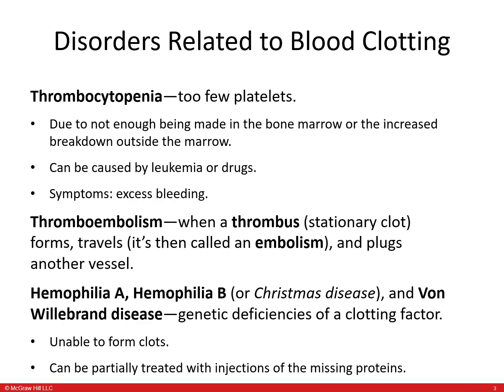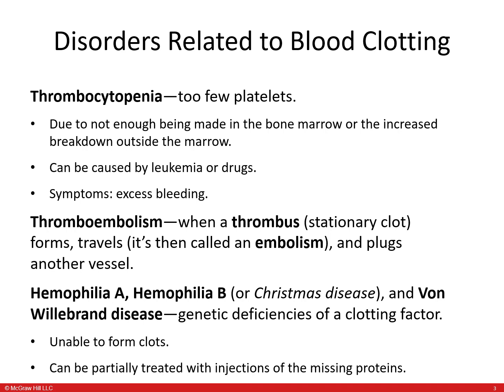Clotting disorders include thrombocytopenia. So what happens here is that you have too few platelets, and this is because they're either not being made in the bone marrow, or there's an increase of breaking down outside the bone marrow, and this can be caused by leukemia and some drugs. Some of the symptoms include excess bleeding. Thromboembolism is when a thrombus, or stationary clot, forms and travels, and this is called an embolism, so it actually plugs another vessel.